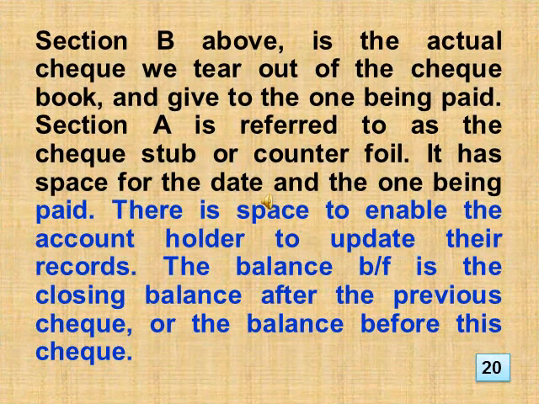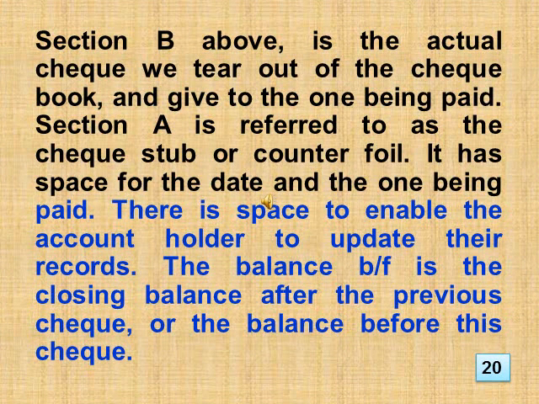Section B above is the actual check we tear out of the checkbook and give to the one being paid. Section A is referred to as the check stub or counterfoil. It has space for the date and the one being paid. There is space to enable the account holder to update their records.